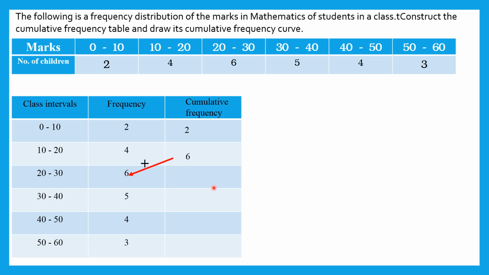6 plus 6 is equal to 12. Then 12 plus what? 5. 12 plus 5 will be 17. Then 17 plus 4 will be 21. Then 21 plus 3 equals 24. Okay, now we have constructed the cumulative frequency table.